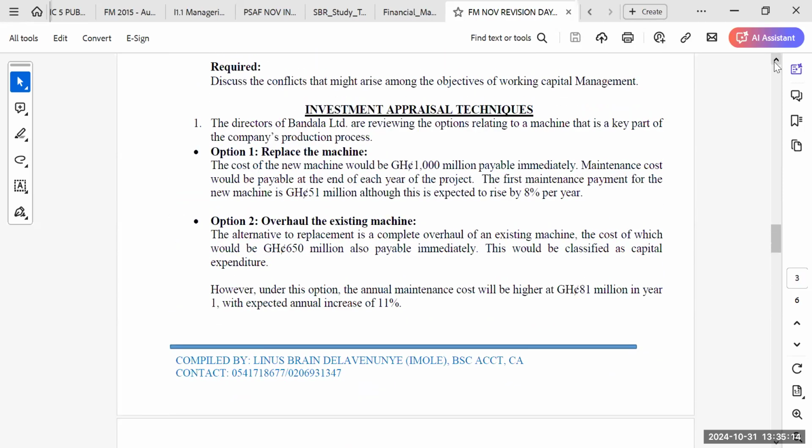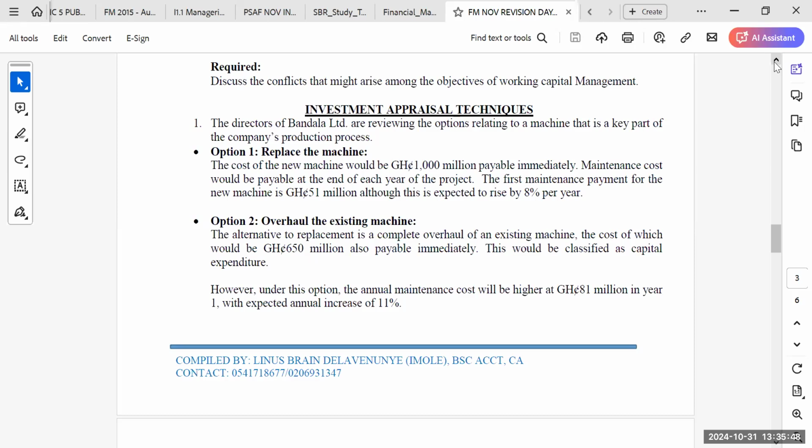The directors of Bandala Limited are reviewing the options relating to a machine that is a key part of the company's production process. Option 1. Replace the machine. The cost of the new machine would be 1,000 million Ghana cedis payable immediately. Maintenance costs will be payable at the end of each year of the project. The first maintenance payment for the new machine is 51 million Ghana cedis, although this is expected to rise by 8% per year.